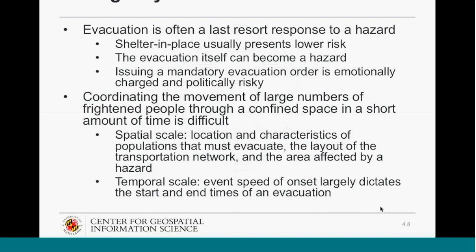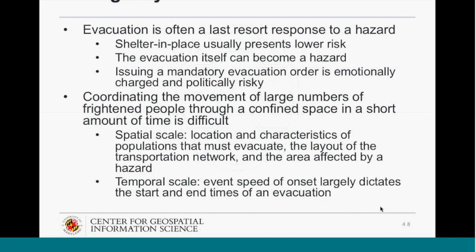So, moving on, focus a little bit more on emergency evacuation. This is one of my areas of particular expertise, so I'll do a bit of a deep dive into this topic, just to give you a sense of the very rich area of applications that emergency evacuation represents, and some of the more theoretical research questions that can be asked about it, and examined using GEOG. So evacuation is usually the last resort response to a hazard.